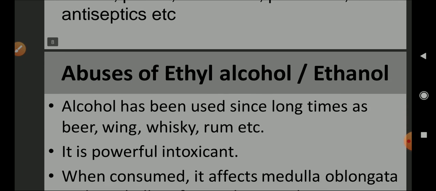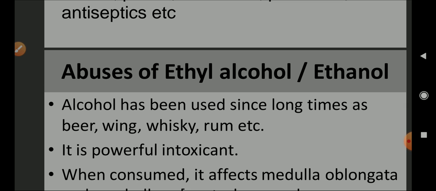What are the abuses here? Apart from that, there are abuses also. Abuses means people are using different sorts of alcohol in place of drinking alcohol. Like in place of beer, whiskey, wine, they use cheap ones. So those are the abuses of ethyl alcohol, ethanol.